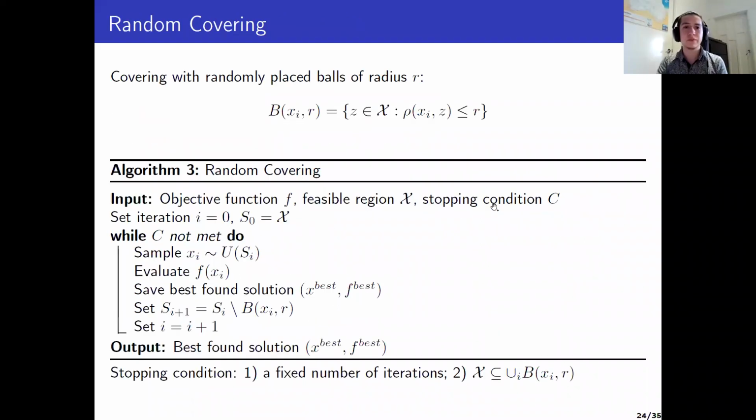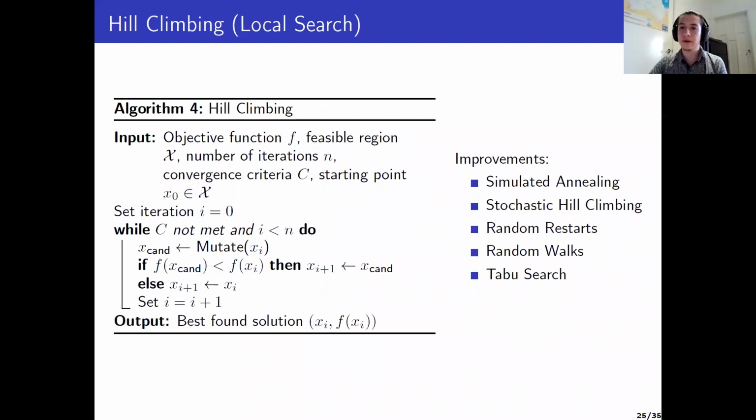All right, so from random covering, we'll go now to simulated annealing. Simulated annealing is a very popular stochastic global optimization method. But in order to introduce it, first introduce hill climbing, which is a local search algorithm.